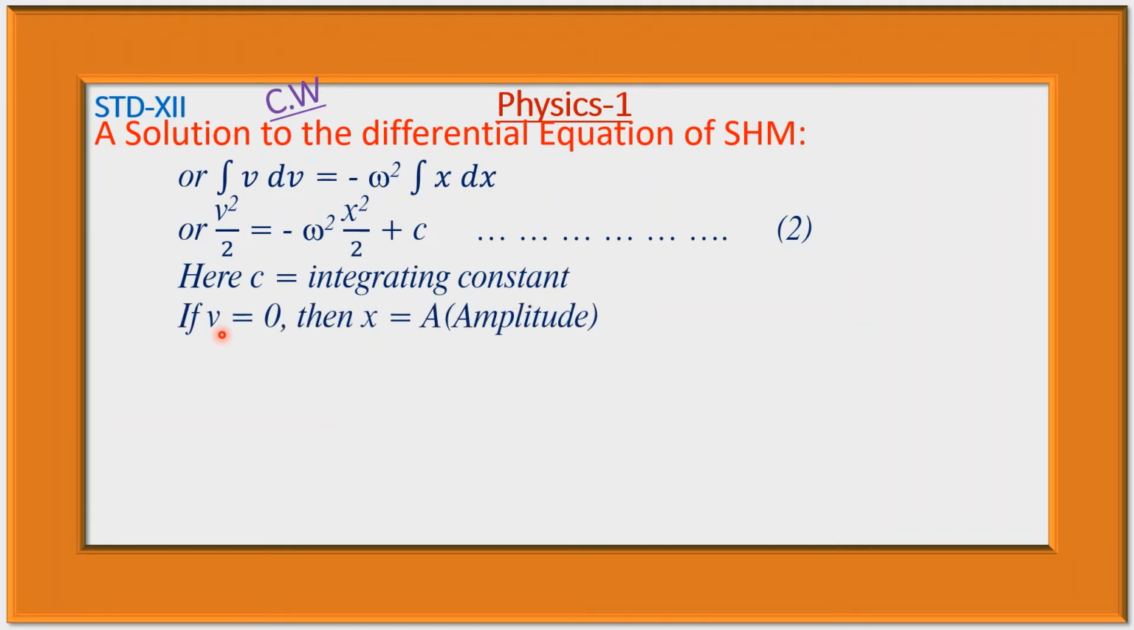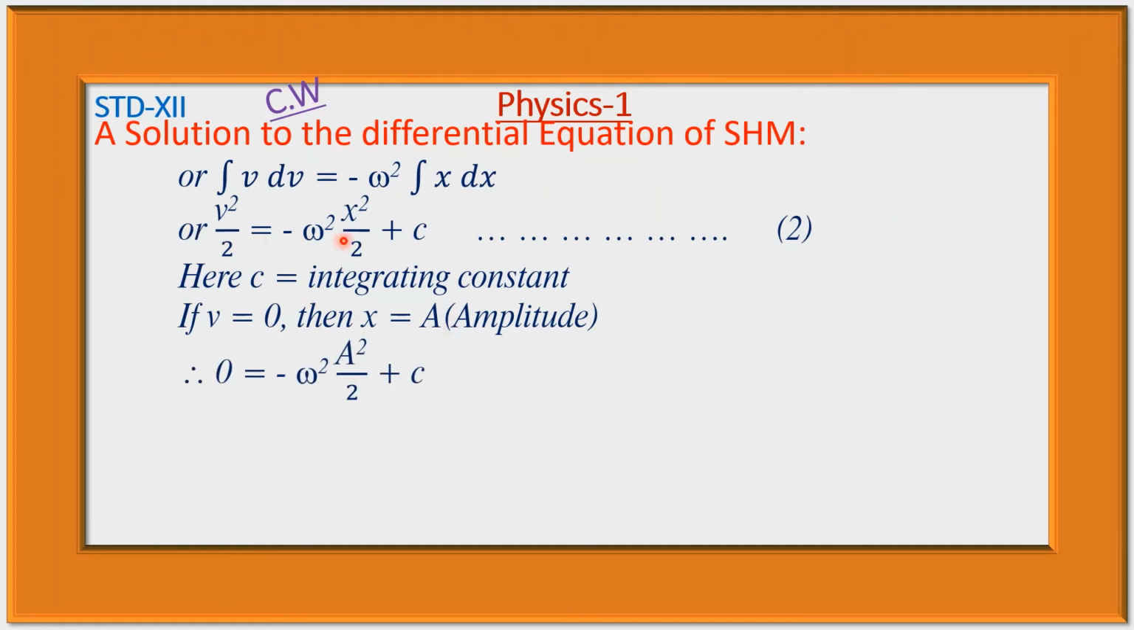If we write v is equal to 0, that is velocity is 0, then x is equal to a, the amplitude. We know at maximum displacement velocity is 0, and the maximum displacement of the particle executing simple harmonic motion is known as amplitude. So if v is equal to 0, then x is equal to a.